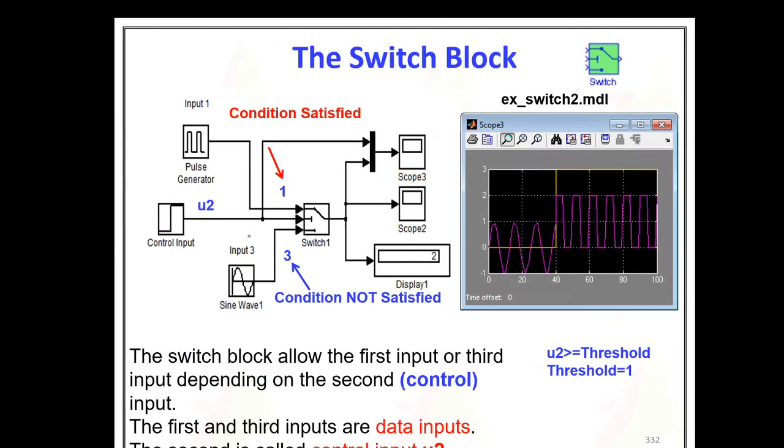So you can give the step input. Initially the step input is 0, so it gets the third input, because the condition is not satisfied. U2 is not greater than the threshold. Since it is less than the threshold, it is giving the sine wave. After that, what happens? For the step wave, from 0 to 40 I am giving 0. After 40, I am making it 3. So now the condition is satisfied, and instead of the sine wave, I am giving the pulses.